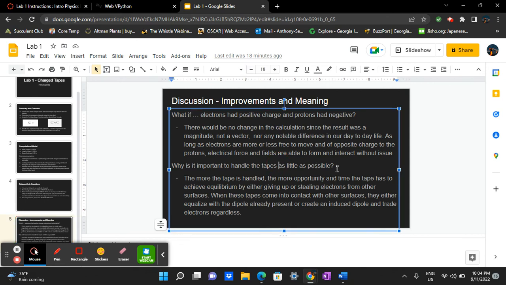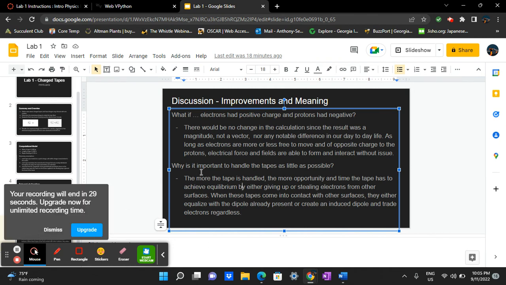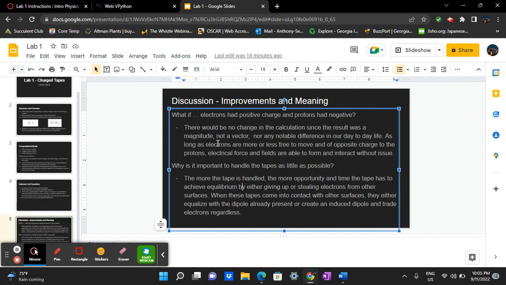And it's important to handle the tapes as little as possible because the more it's handled, the more opportunity and time the tape has to achieve equilibrium. It just does this by giving up or stealing electrons from other surfaces because when they come into contact with them, they either equalize with the dipole already present or they create an induced dipole and trade electrons. And it does this regardless because the item wants to be at equilibrium.